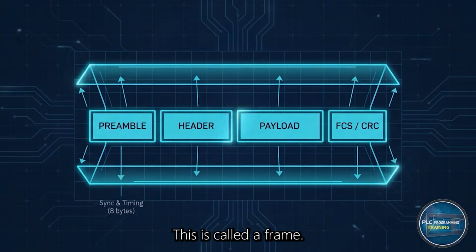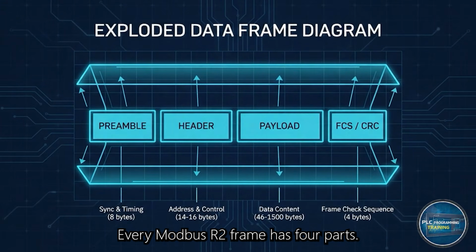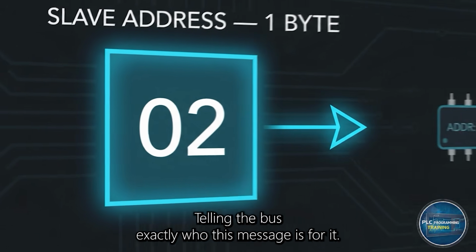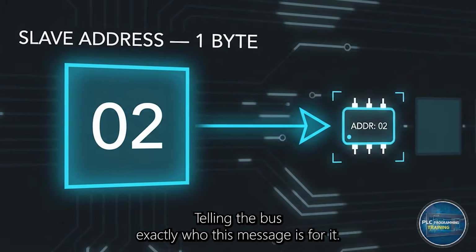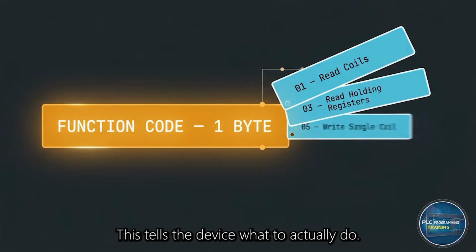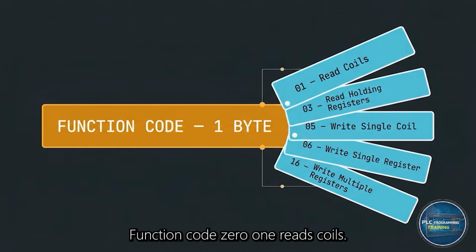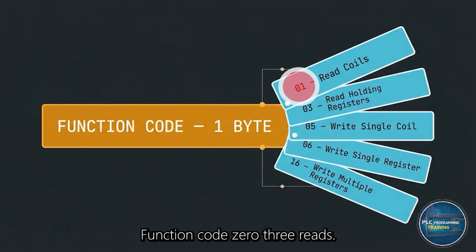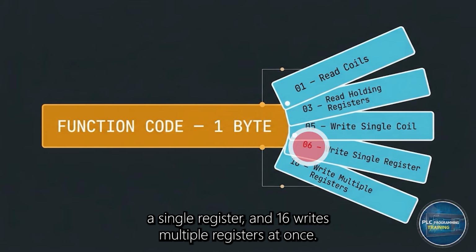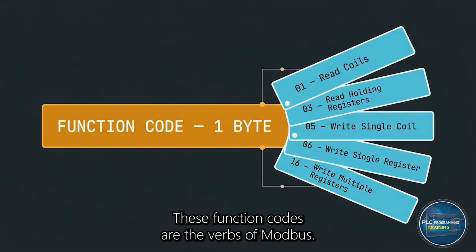This is called a frame. Every Modbus RTU frame has four parts. First, the slave address, just one byte, telling the bus exactly who this message is for. Second, the function code, also one byte. This tells the device what to actually do. Function code 01 reads coils. Function code 03 reads holding registers. 05 writes a single coil. 06 writes a single register. And 16 writes multiple registers at once. These function codes are the verbs of Modbus.